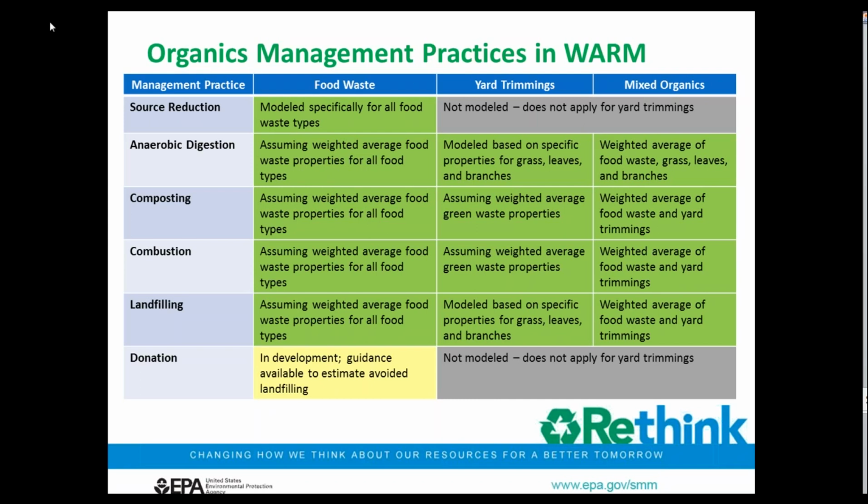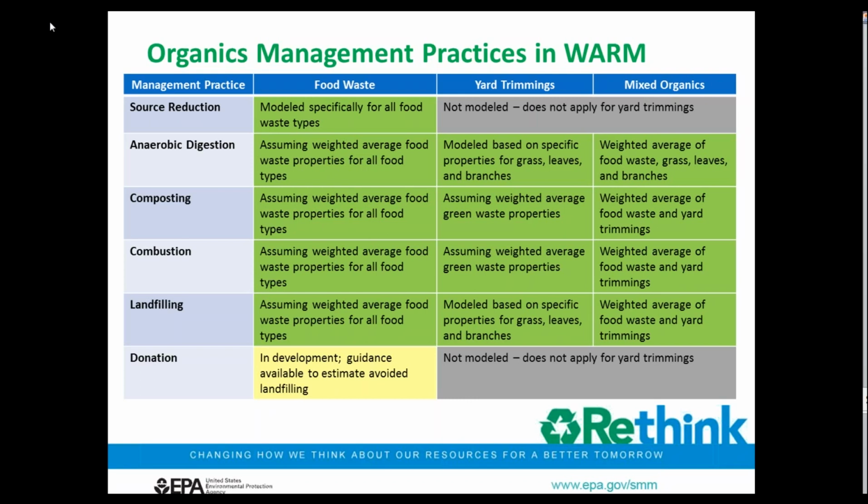Starting off with source reduction, which was most recently added for food waste, source reduction represents avoided energy and emissions from preventing waste from being generated in the first place, and avoiding the production of materials. So, for example, for food waste, this could involve a cafeteria switching to tray-free dining, which allows you to purchase less food, generate less waste, and then the source reduction pathway, when compared to the baseline, is meant to capture avoided emissions from source reducing those food products.